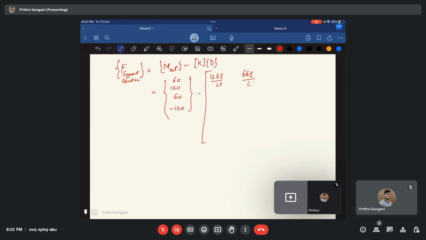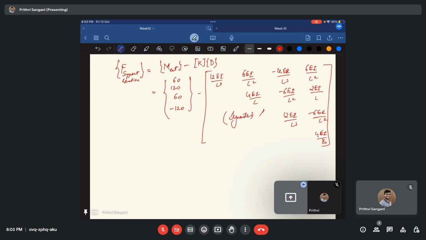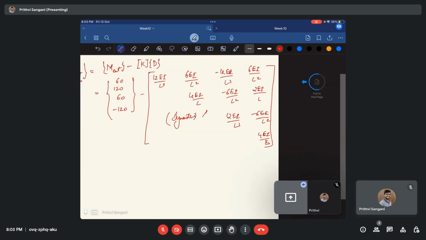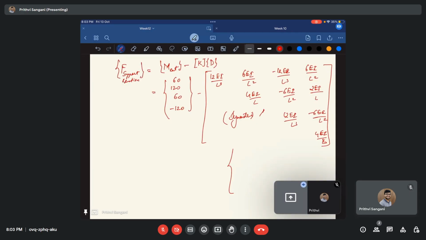The matrix entries are 6 EI by L square, minus 12 EI by L cube, 6 EI by L square, 4 EI by L, minus 6 EI by L square, 2 EI by L, 12 EI by L cube, minus 6 EI by L square, and 4 EI by L. This part is symmetric, similar to this one. I didn't have space to write D, which is D1, D2, D3, D4.